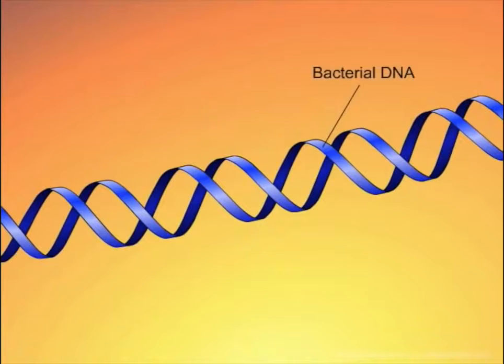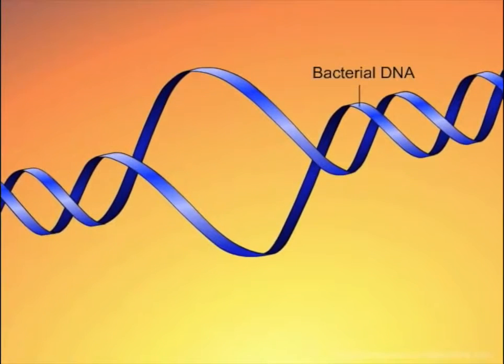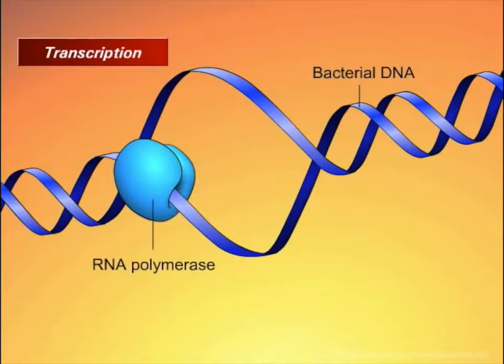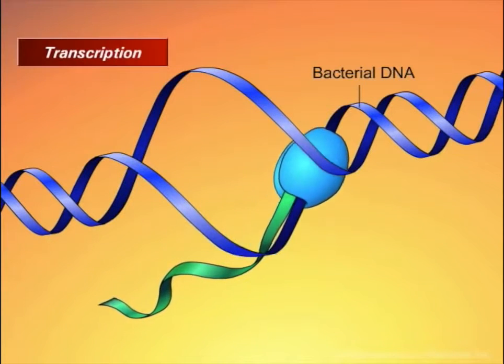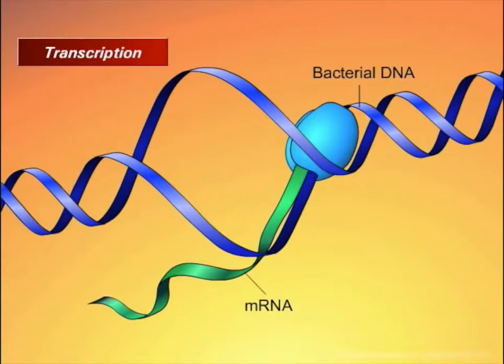In order for the bacteria to begin protein synthesis, the double-stranded DNA molecule must first unwind and separate in the region which codes for the specific protein that is to be made. Only one strand of the DNA serves as a template for this process known as transcription. Transcription results in the formation of messenger RNA, mRNA, which is a mirror copy of the DNA segment.